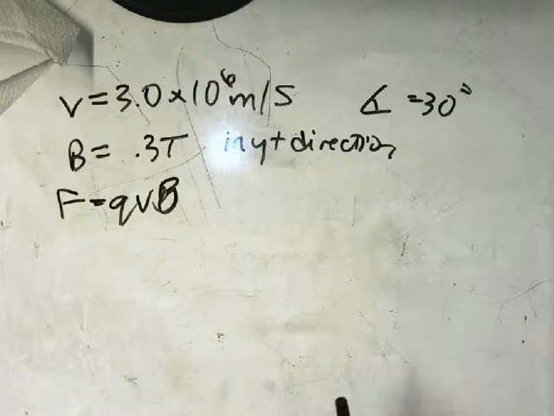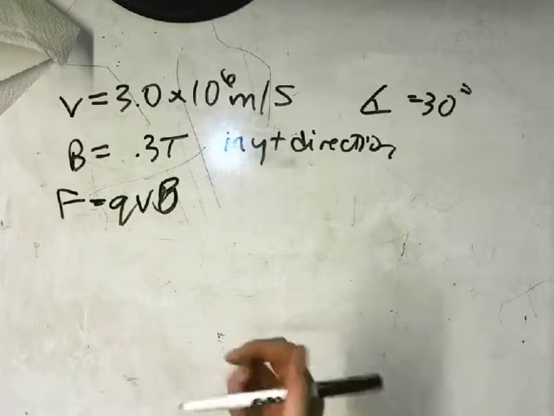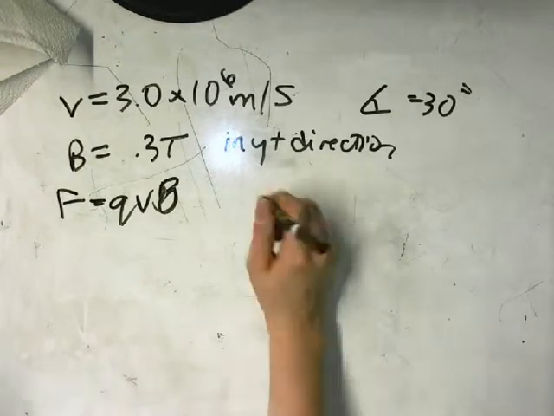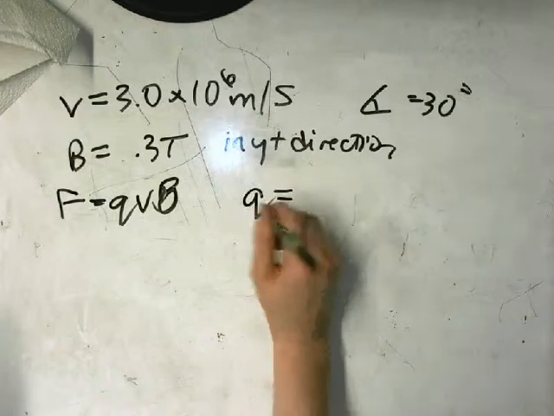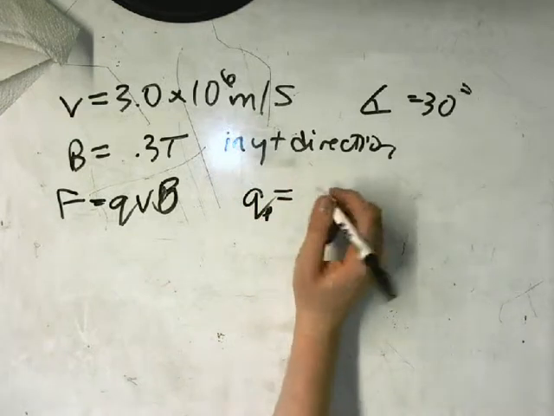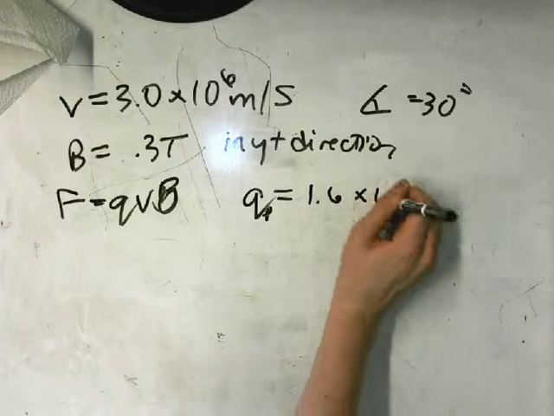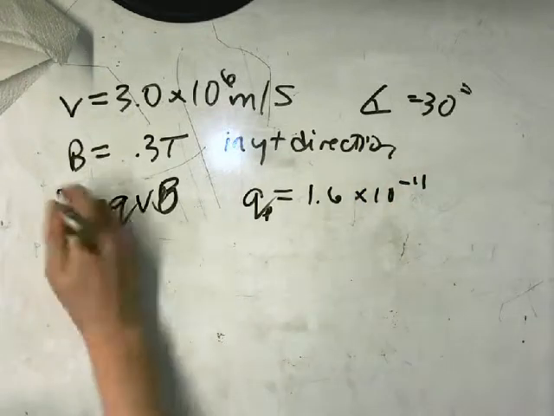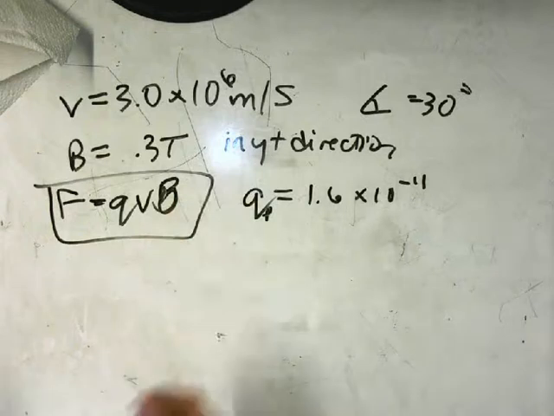Now, you might be wondering where we find the charge since it wasn't given to us in the problem. But it actually was given to us, because you're dealing with a proton, and a proton has a charge. The proton's charge, Q of a proton, is 1.6 times 10 to the negative 11. So now we have all that we need to plug into this equation and find the force.